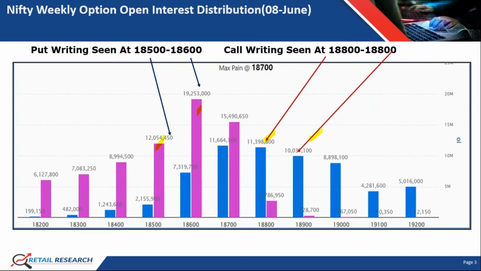So as of now, unless Nifty closes below 18,500, our view is bullish, because we have seen aggressive put writing at 18,500 and 18,600 levels. On the higher side, 18,800 is likely to act as an immediate resistance. All-time high of the Nifty is 18,887. So around 18,800, 18,900 level to act as a strong resistance going forward.